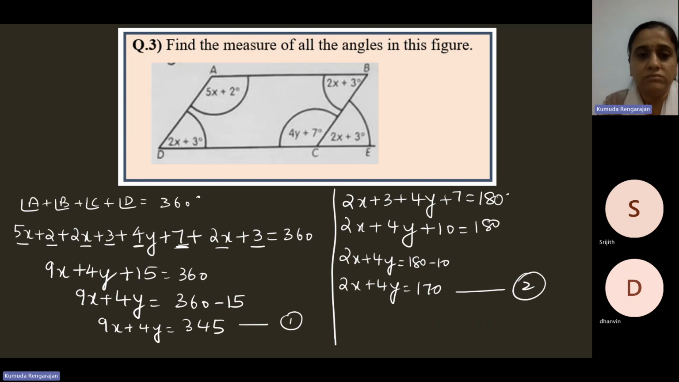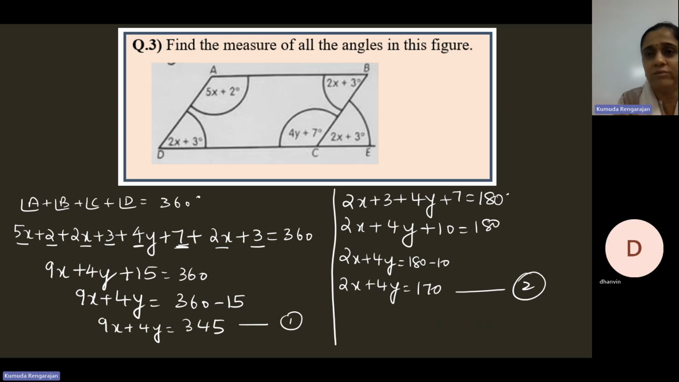Okay, so in this figure, A, B, C, D, we have no markings to identify it as a parallelogram. It looks like that, but just because it looks like a parallelogram, you cannot take it to be a parallelogram. It should be given in the question. Read the heading: find the measure of all the angles in this figure. So you cannot assume. No markings indicate it's a parallelogram, so you have to treat it as a quadrilateral.